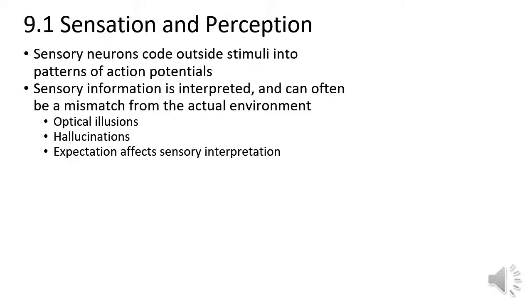Hallucinations are associated with mental illness, but actually some form of hallucination, either visual or auditory, occurs in about 40% of the population. So 40% of the population has had some kind of false perception that would count as a minor hallucination at some point in their life. And then expectations for what we're going to be perceiving also affect the interpretation of sensation.